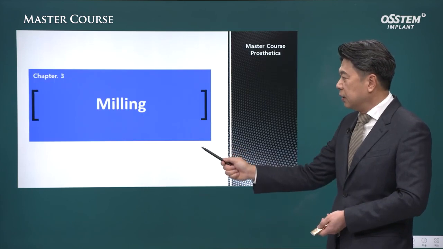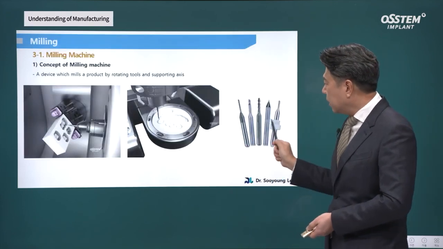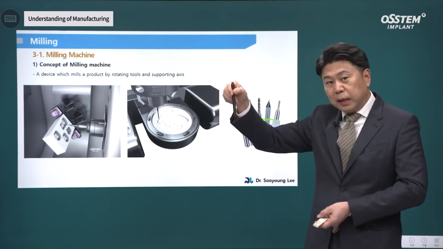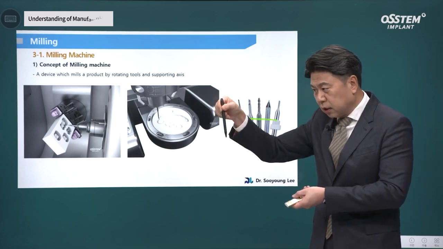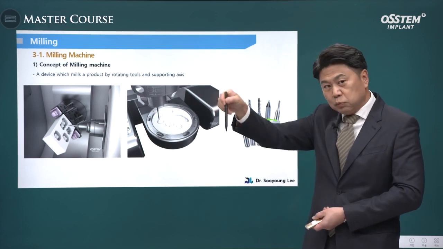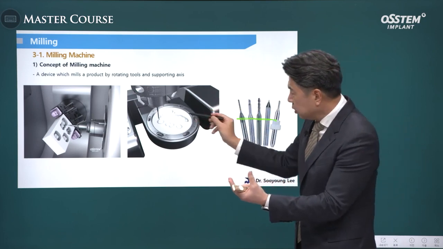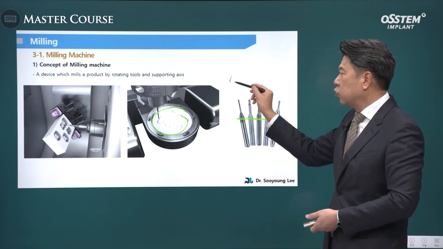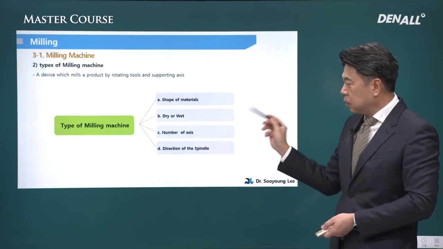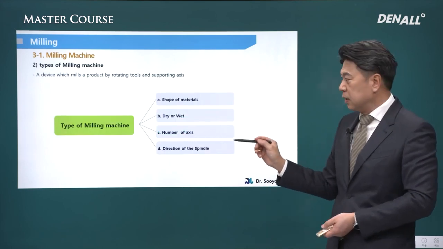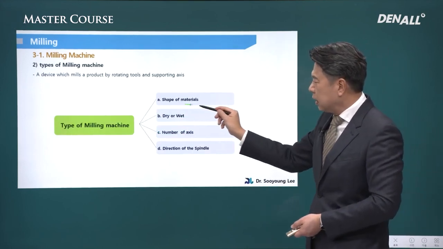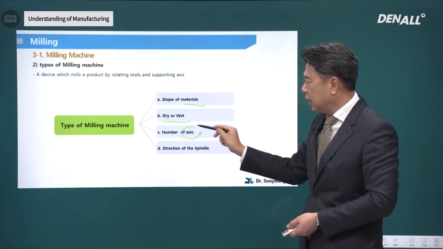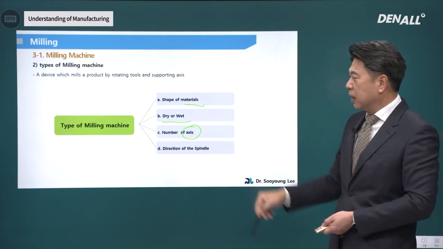Milling. Milling is carving out using burrs. The burrs need to move, usually in 3 axes, and there is a disc material holder, and the holder can move in 4 axes or 5 axes. So this is how they are milled. That's the types of milling. Types of milling machines: the shape of materials, dry or wet, 4 or 5 axes. It is a little bit complicated, and I will talk about it in a lecture.